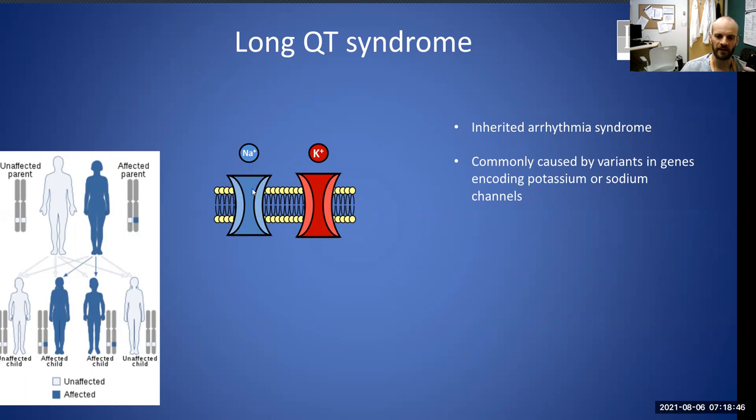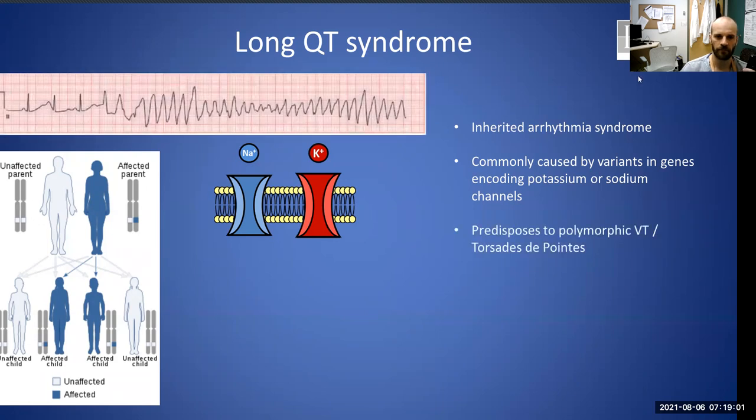what's called the late sustained current, whereas those in Brugada syndrome tend to cause a reduction in the amount of sodium flowing through. Potassium channel variants are generally loss of function in long QT syndrome. It predisposes to polymorphic VT, or specifically torsade de pointes, just like this.